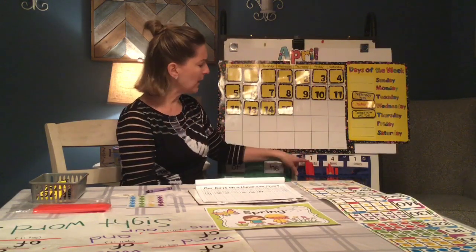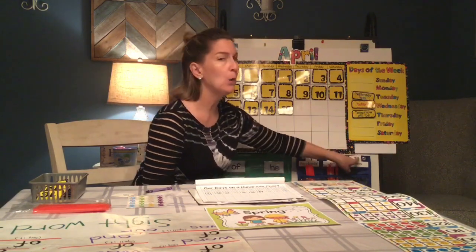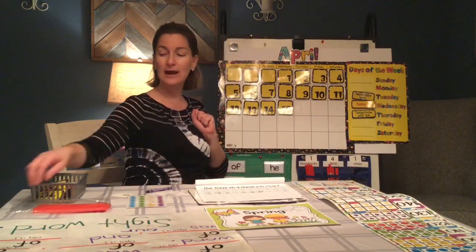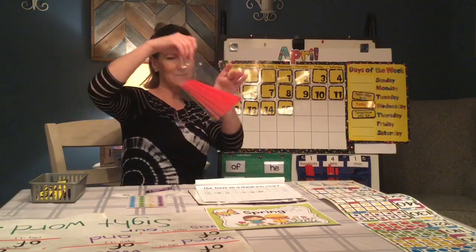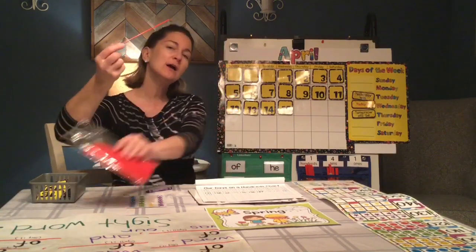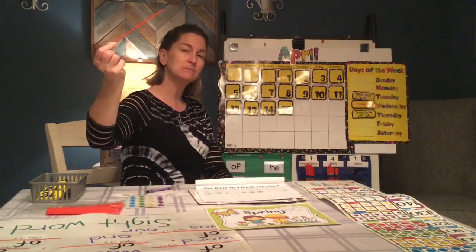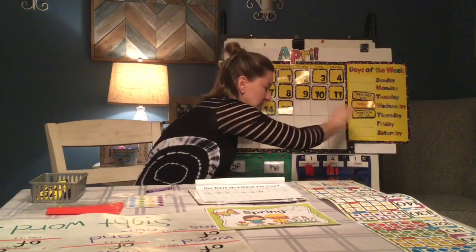Okay, that was for Friday, but now we're saying we're at 141 days. So what do I have to do? You're right, I've got to add one more straw. And what place am I putting it in? In the ones place. There we go. Awesome.